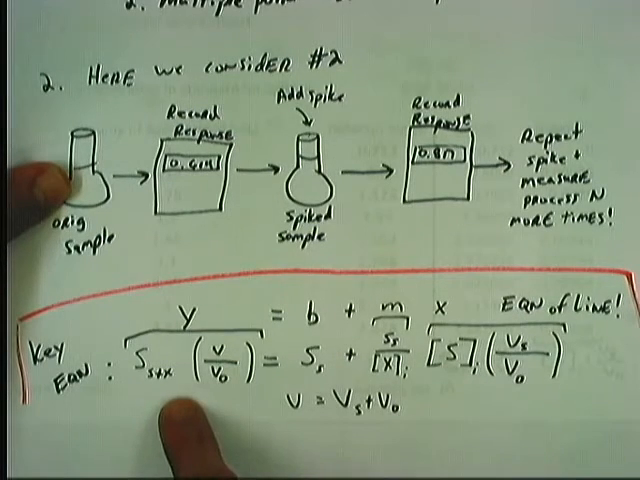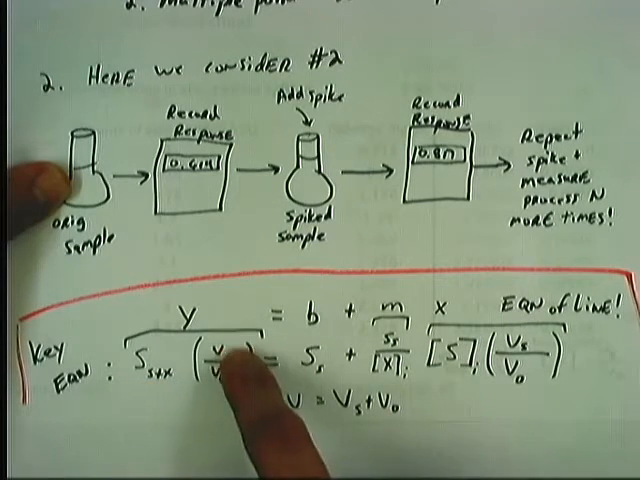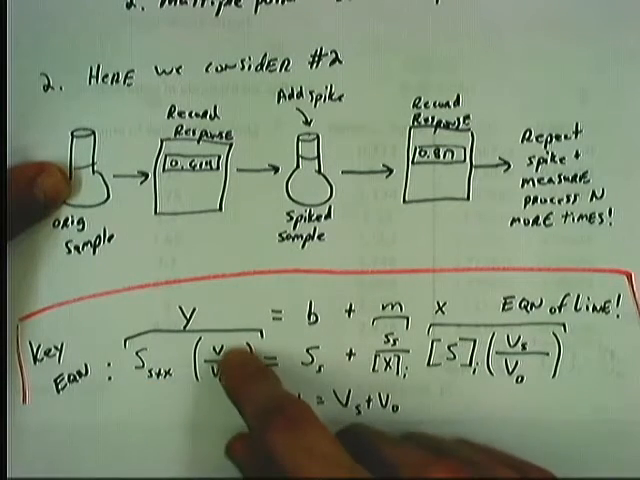Likewise, to generate y coordinates, I'm going to multiply my signal observed for each solution by this ratio of volumes. That is the total volume to the initial. Okay.